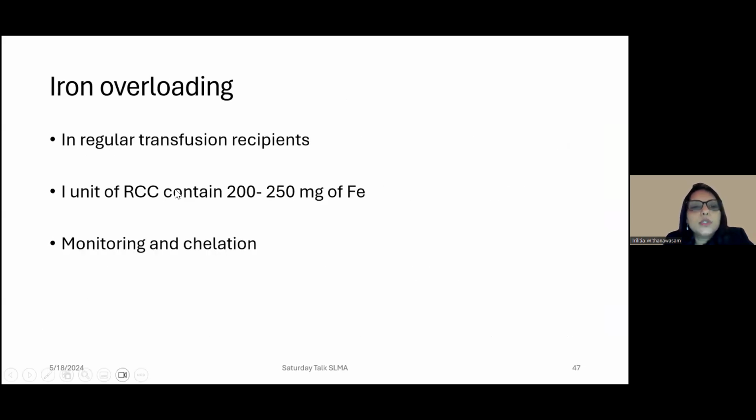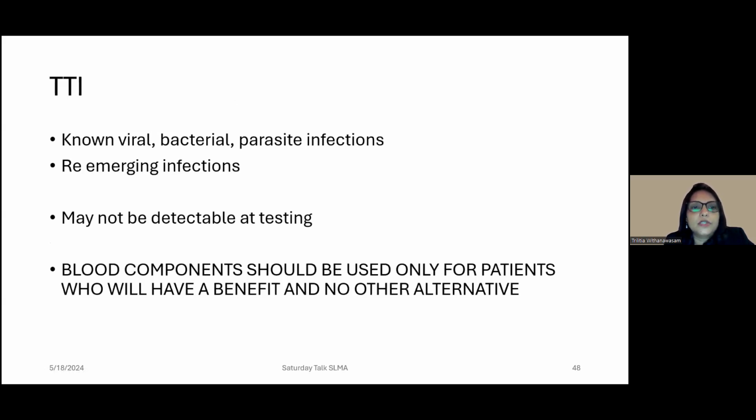Iron overloading is also considered a complication of transfusion, especially in regular transfusion recipients. We know 1 unit of red cells contains 200 to 250 milligrams of iron, and monitoring and chelation should be done as a mandatory protocol. Then we detect iron overloading and organ damage.